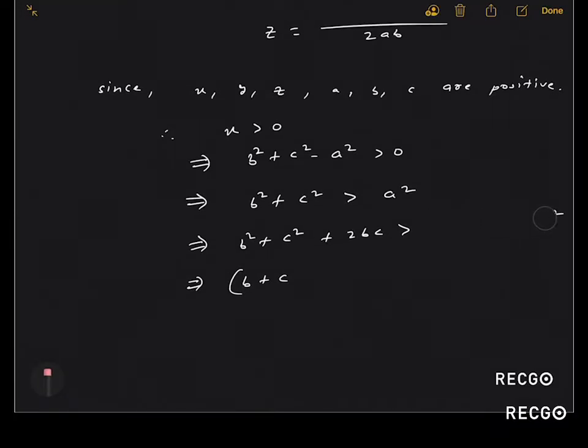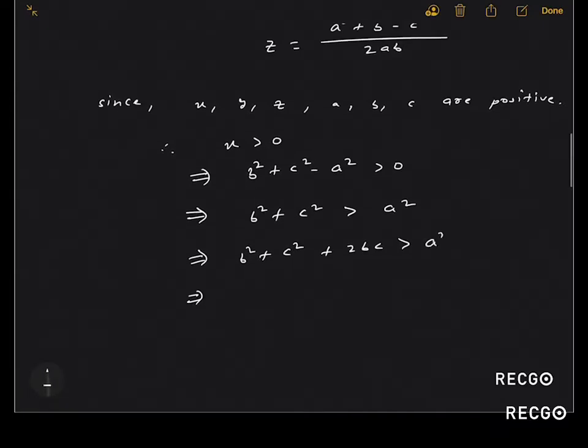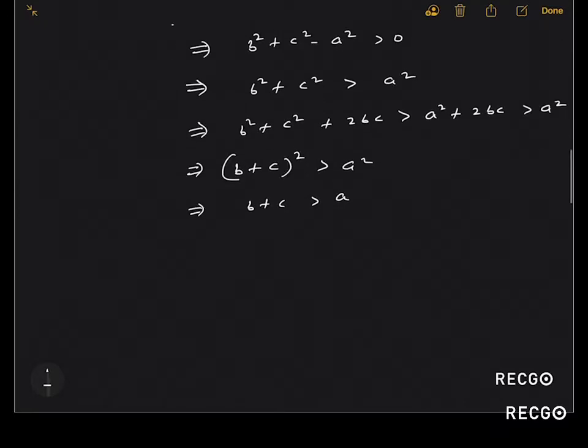Oh, there is a mistake. Let me correct it. So we are getting b square plus c square plus 2bc greater than a square plus 2bc, which is greater than a square, which means that we are getting b plus c whole square greater than a square, which means b plus c greater than a. So this is a supporting result for the existence of a triangle.